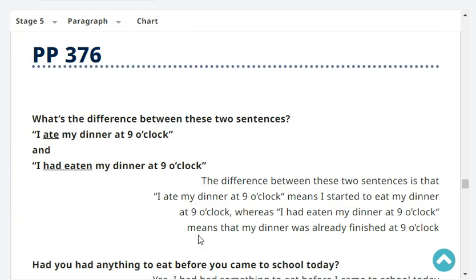Okay, what's the difference between these two sentences? I ate my dinner at 9 o'clock and I had eaten my dinner at 9 o'clock. The difference between those two sentences is that I ate my dinner at 9 o'clock means I started to eat my dinner at 9 o'clock, whereas I had eaten my dinner at 9 o'clock means my dinner was already finished at 9 o'clock.